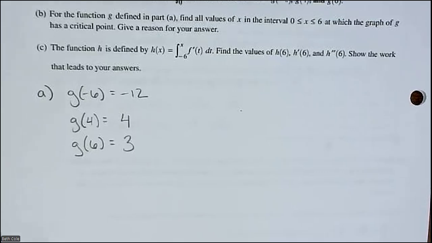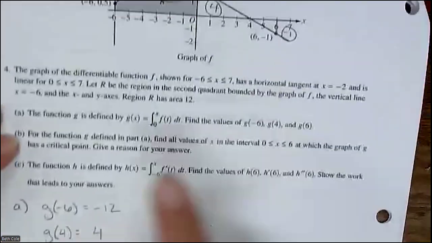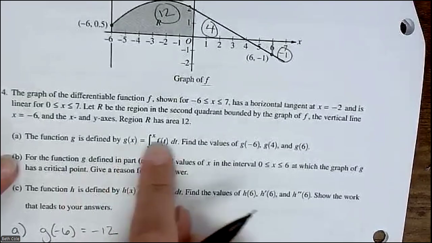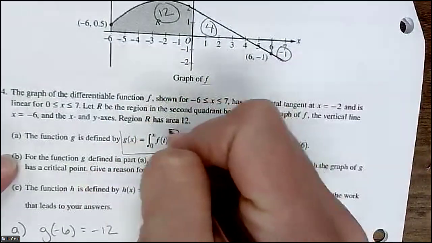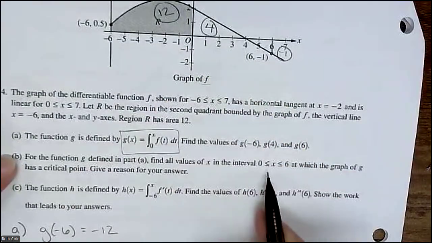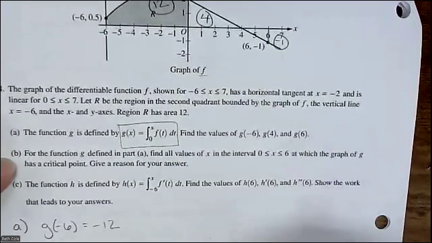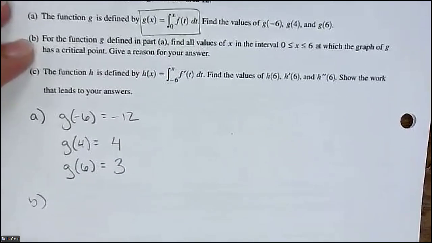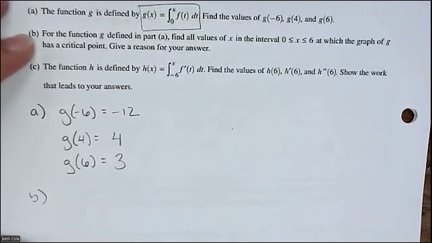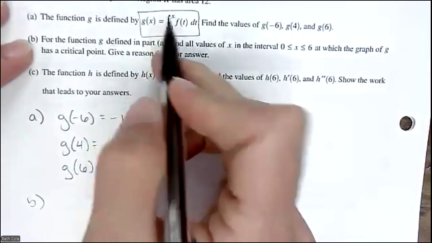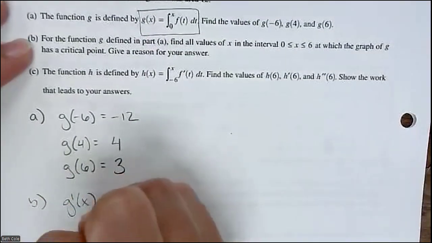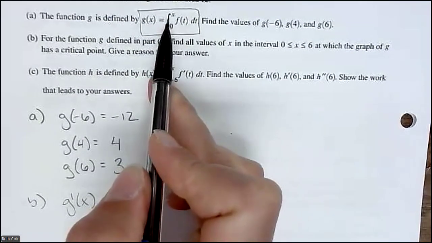Look at the next one, letter B. For the function g defined above, so we're still using this one right here, find all values from 0 to 6, so this portion, where there is a critical point. We just talked about this in the last problem. Critical point is where what equals what? Derivative equals 0.